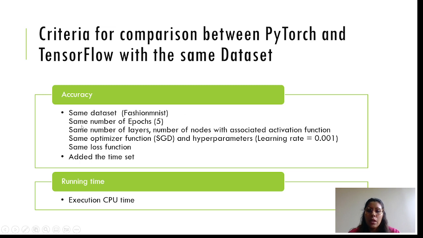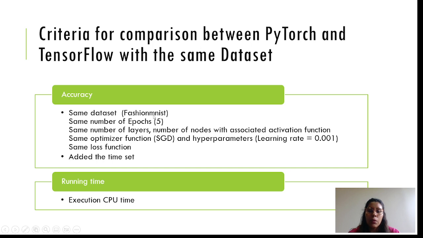and TensorFlow. We use the same number of epochs, which is five. We use the same number of layers, same number of nodes with associated activation function. We also used the same optimizer function that is SGD, and the same hyperparameters with the learning rate equal to 0.001, and we use the same loss function. We also added the time set, and for the running time, we measure the CPU time.